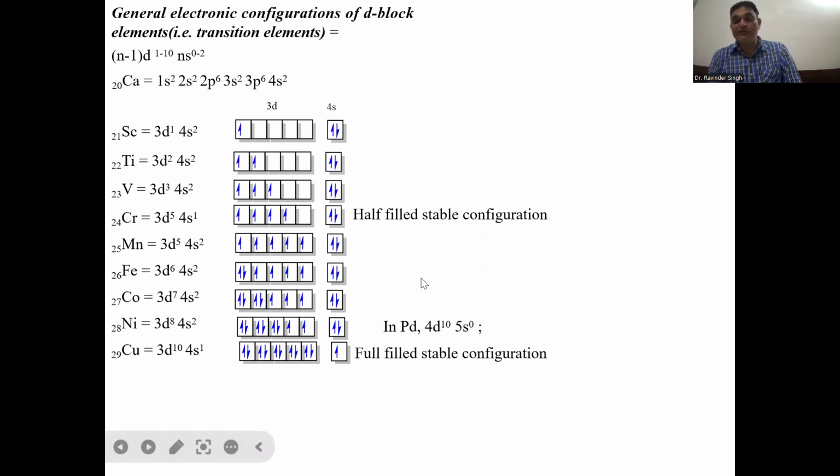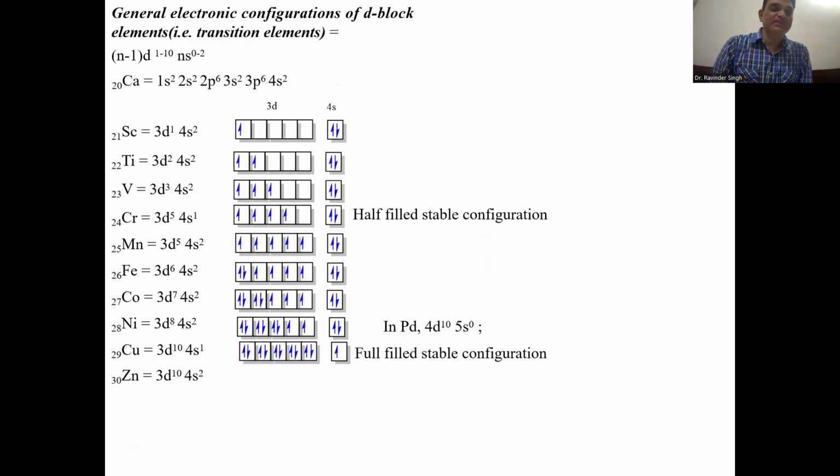In that way you can learn the electronic configuration and write the electronic configuration of the d block elements. Okay, the last one here is zinc, group number 12. So the configuration is 3d10 4s2. That's the diagram for that one.